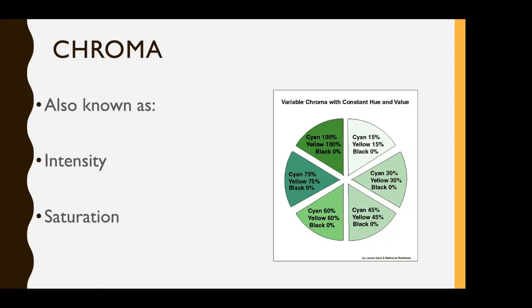And chroma, again, is how much color is going on. So if you look at this pie chart, as we go around the chart, the percentage of colors mixed together, the cyan and yellow percentages, match all the way around that pie chart, but we keep increasing the amount and we end up with more intensity, more saturation, all right?